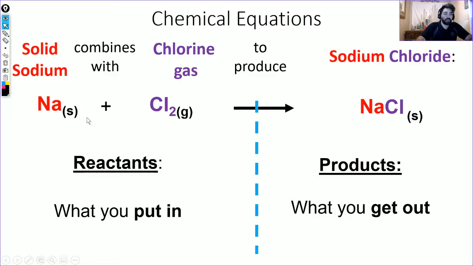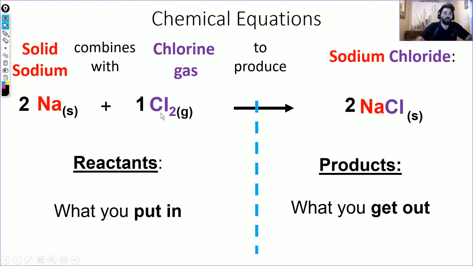And then, as some of you may have noticed, this isn't balanced. I have two chlorines on the left-hand side, and I have only one chlorine on the right-hand side. To balance it, we put things in front of the molecules called coefficients. These coefficients change how many of the molecule we have. So now I don't have just a sodium molecule, I have two sodium molecules.